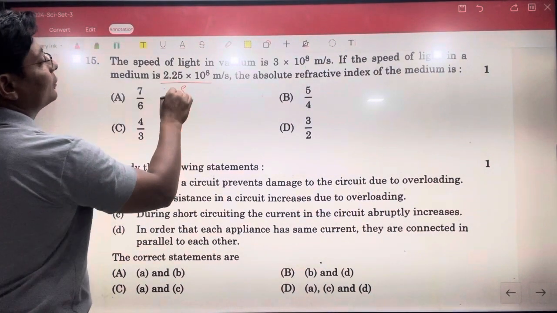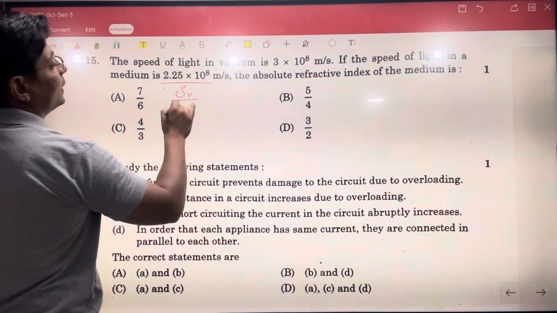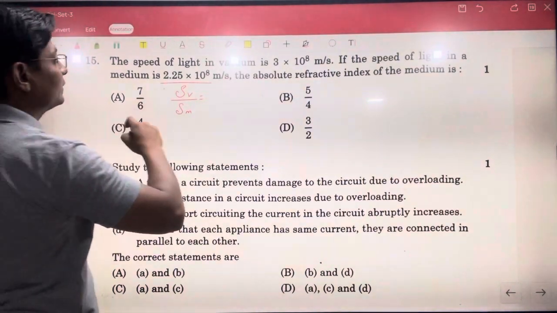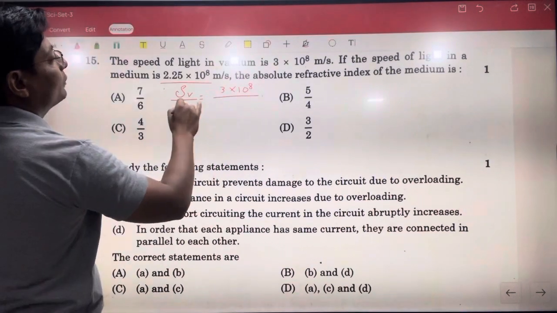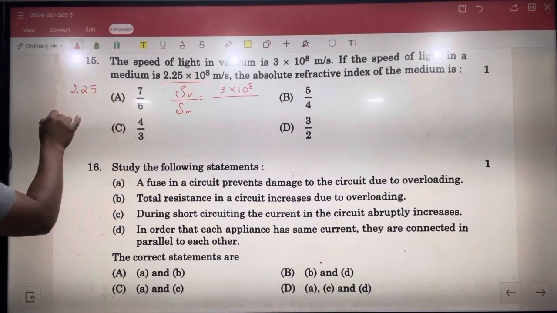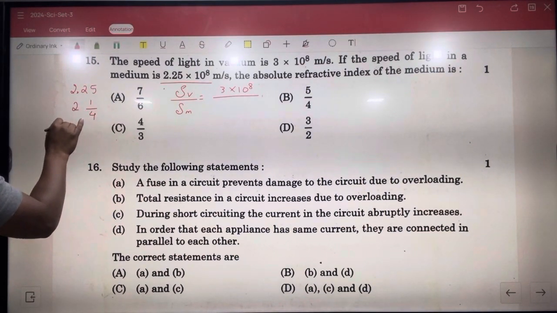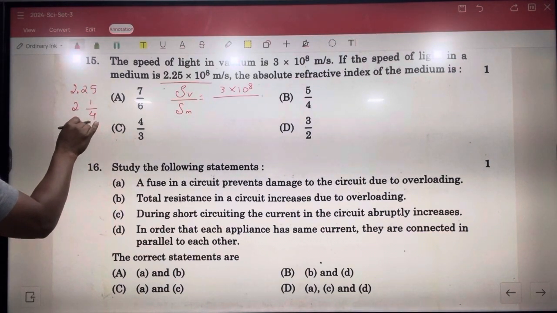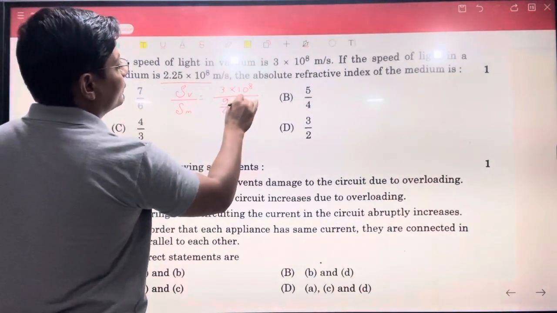So simply use the ratio of the speed of light in vacuum to the speed of light in the medium. Okay, they have given that. So basically this is nothing but 3 into 10 to the power 8 upon 2.25. If I take this 2.25, I can convert it into a fraction. This is nothing but 2 integer 1 by 4, because 0.25 can be written as 1 by 4, so this is nothing but 9 by 4. So if I substitute here, it is nothing but 3 into 10 to the power 8 upon 9 by 4 into 10 to the power 7.